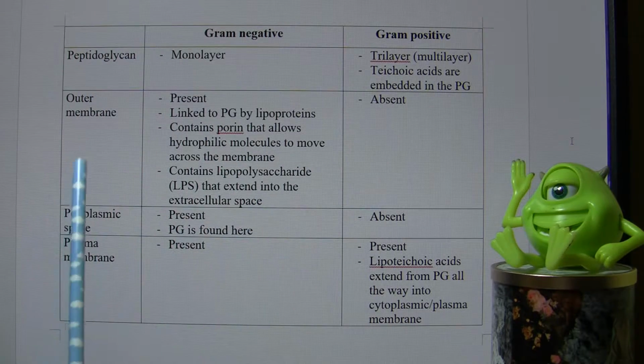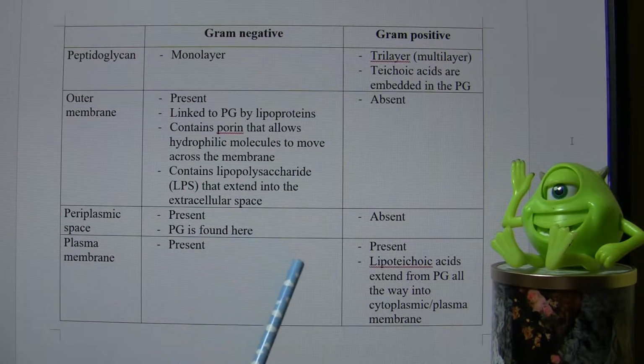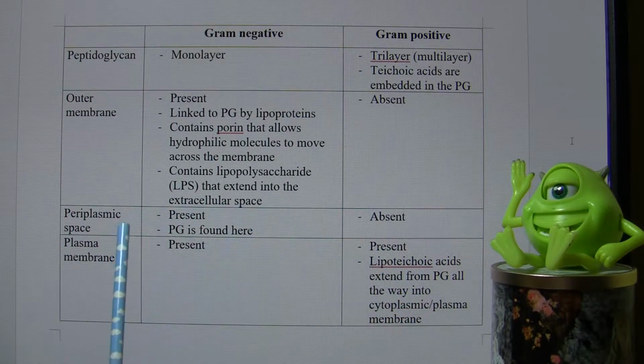Another one is that in gram-negative they contain periplasmic space. So peptidoglycan is actually found here. However, in gram-positive they don't have periplasmic space.